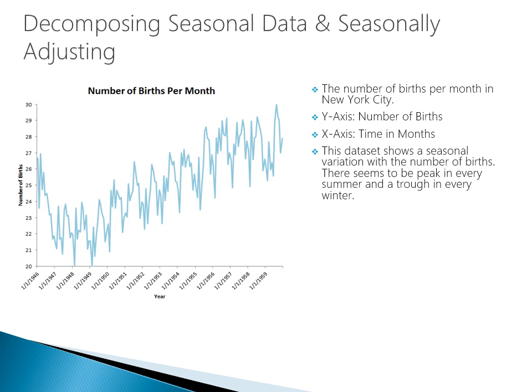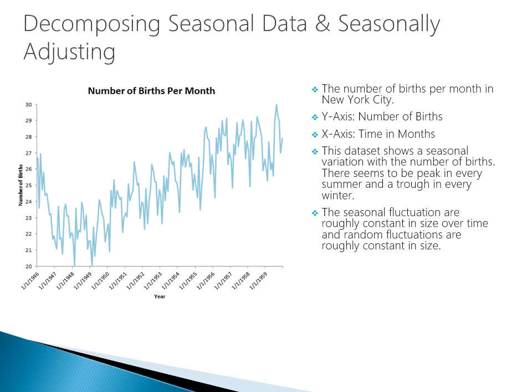The dataset shows a seasonal variation in the number of births. There seems to be a peak in every summer and a trough in every winter. The seasonal fluctuations are roughly consistent in size over time, and random fluctuations are roughly constant in size. And this suggests that an additive modeling method could be used to describe the data set.